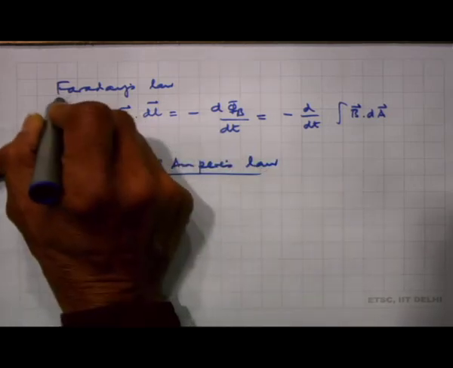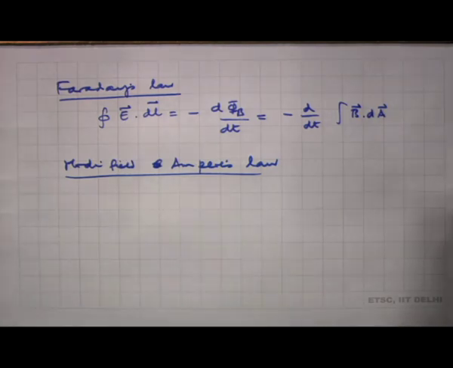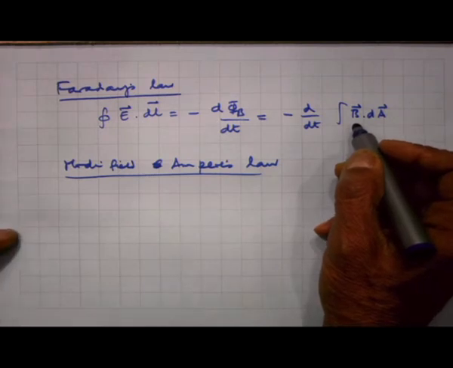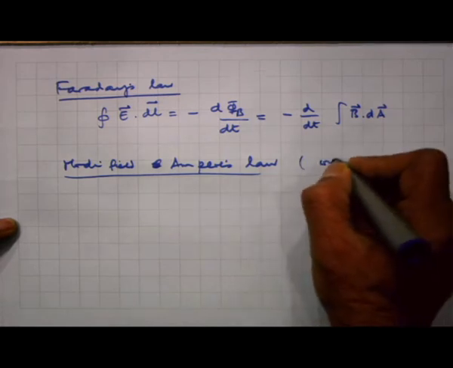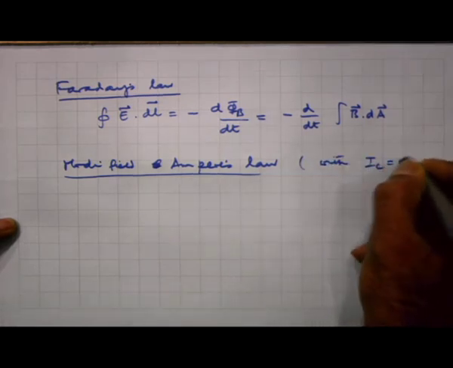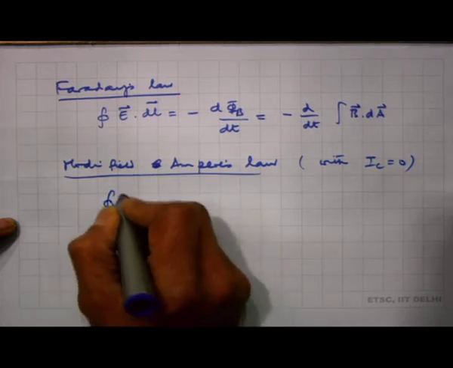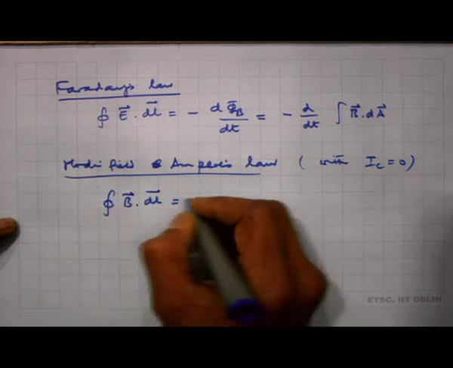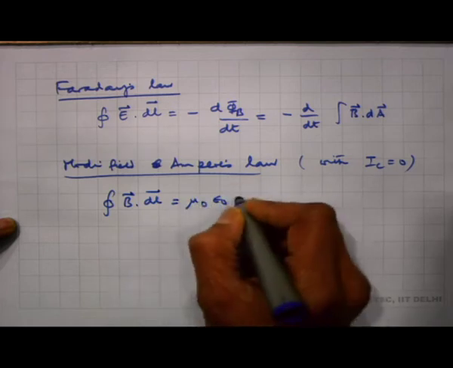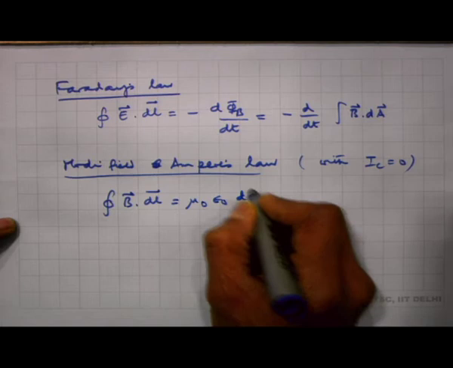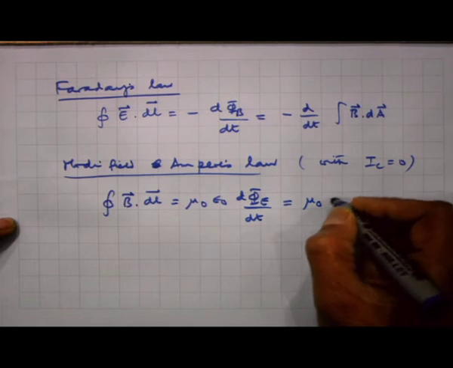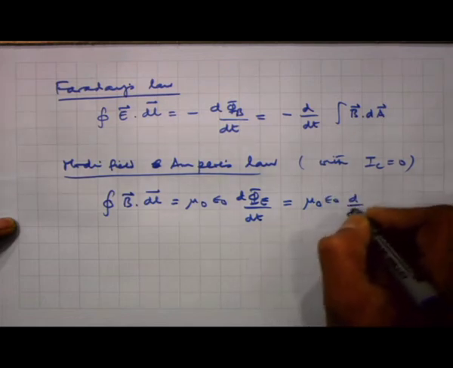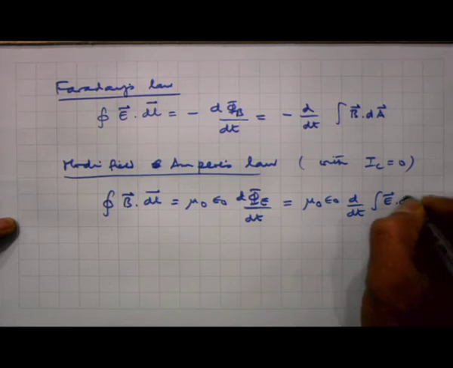So, let me look at a situation where there is no conduction current, there is a region of space where there is electric and magnetic fields. So, when there is a magnetic field in a region, then the rate of change of magnetic field gives you an electric field, and I am looking at a region with conduction current equal to 0, I will get integral B dot dl is equal to mu naught epsilon naught d phi E by dt, which is equal to mu naught epsilon naught d by dt of integral E dot dA.